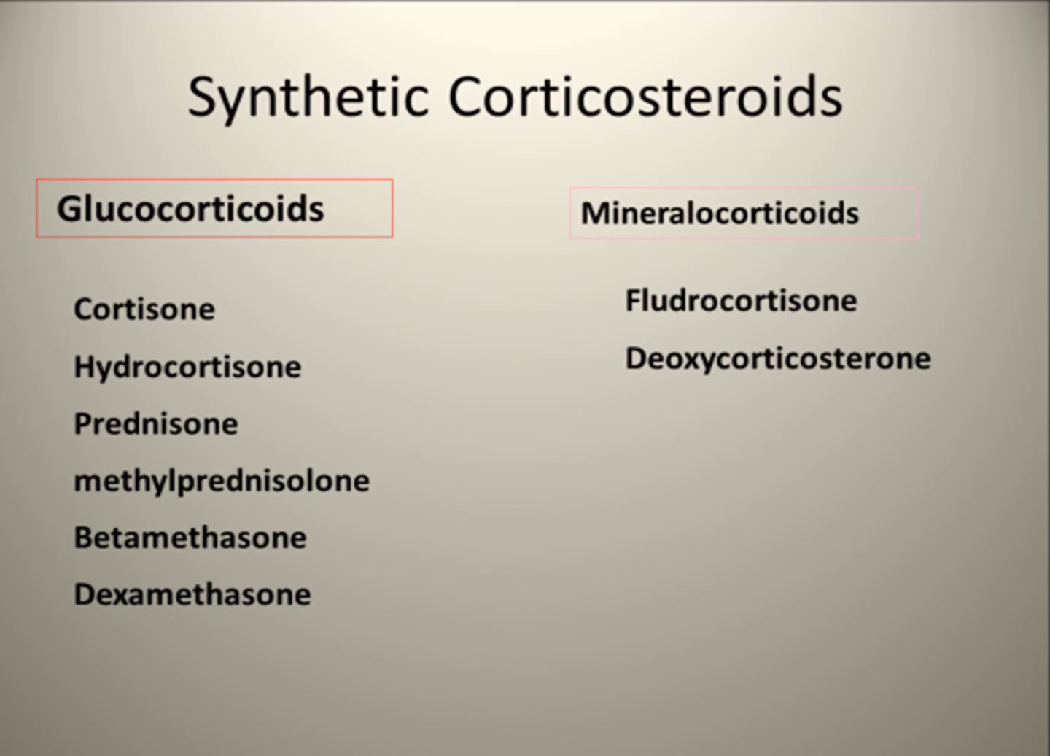So up till now we talked about the natural cortisol, natural glucocorticoid. Now in case of internal deficiency, we give glucocorticoids from the outside, and they are all prepared synthetically. So what are the names of synthetic corticosteroids? Cortisone, hydrocortisone, prednisone, methylprednisolone, betamethasone, dexamethasone. The last two ones must be familiar to you. On the other hand, mineralocorticoids, we have two, fludrocortisone and deoxycorticosterone.